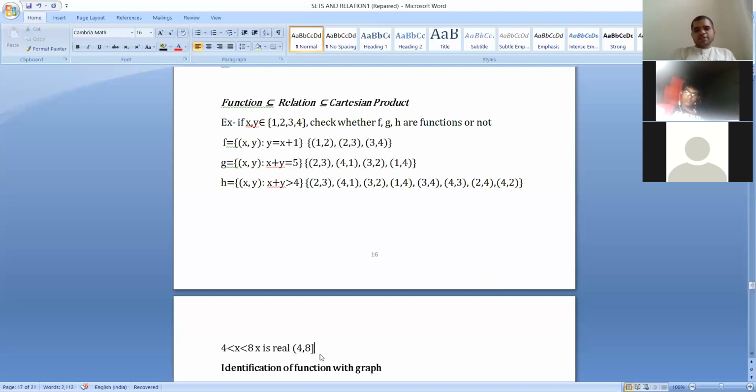If it is written in this way, it means that x belongs to the interval 4 to 8, but x is not equal to 4 and x is not equal to 8. If this is a square bracket, it means the boundary element is within the range. But if this normal bracket is there, the small one, it means the boundary element is not included. Okay?